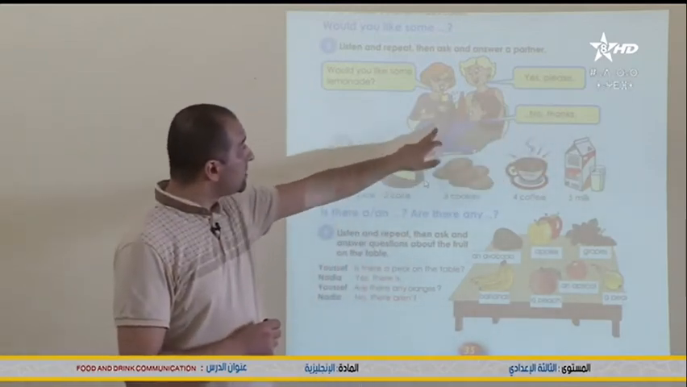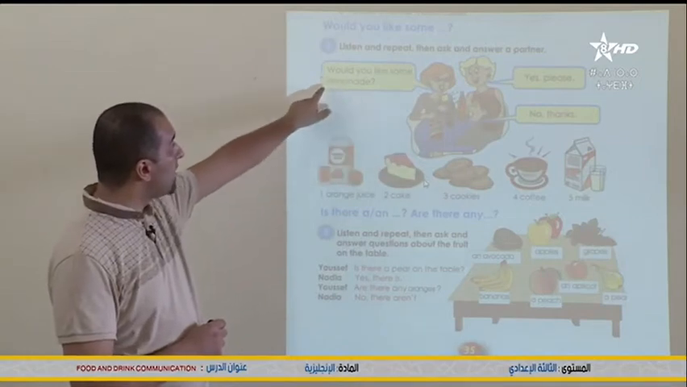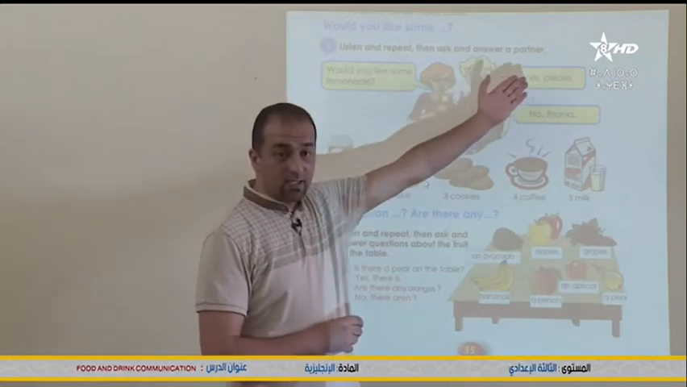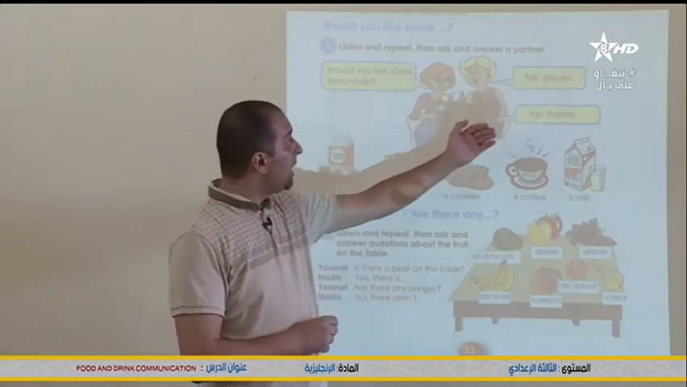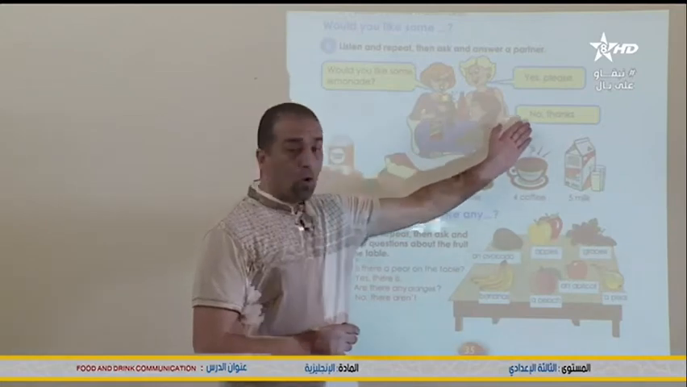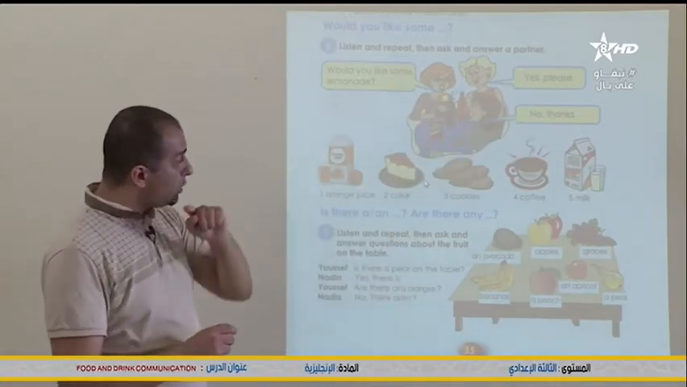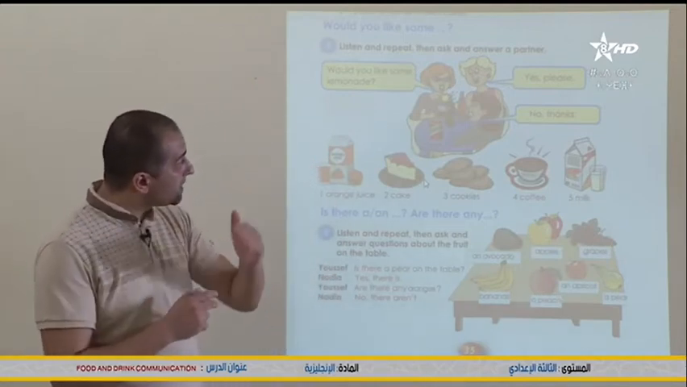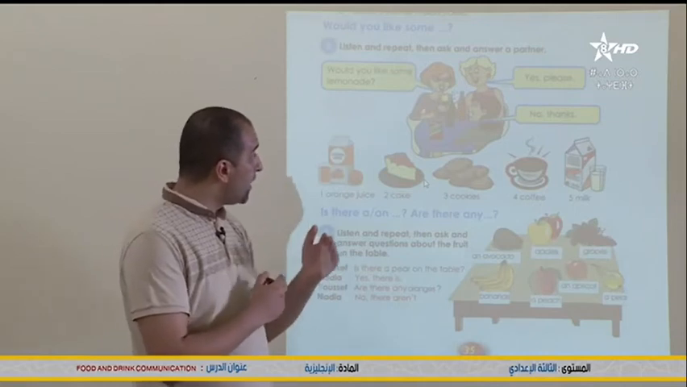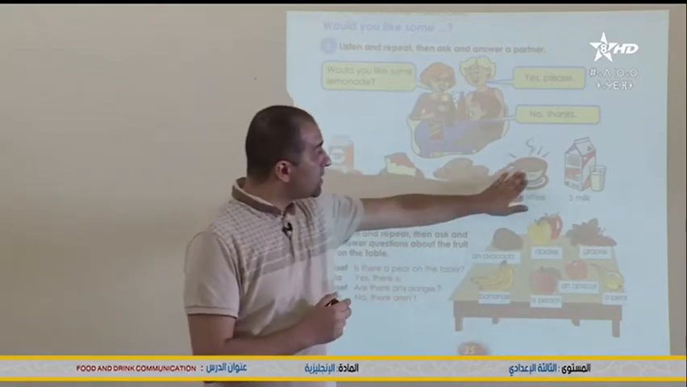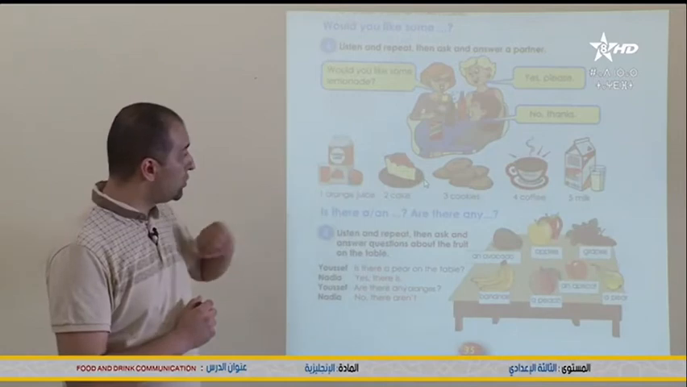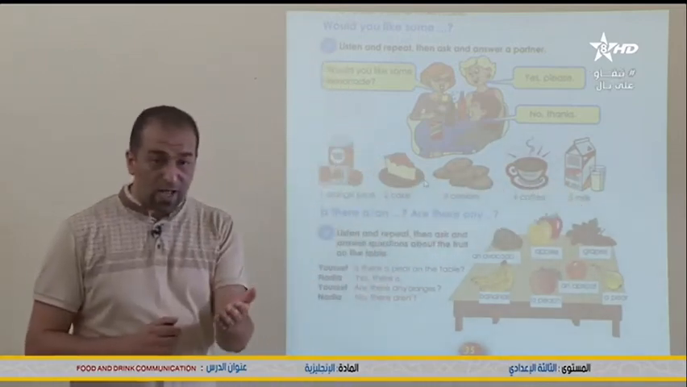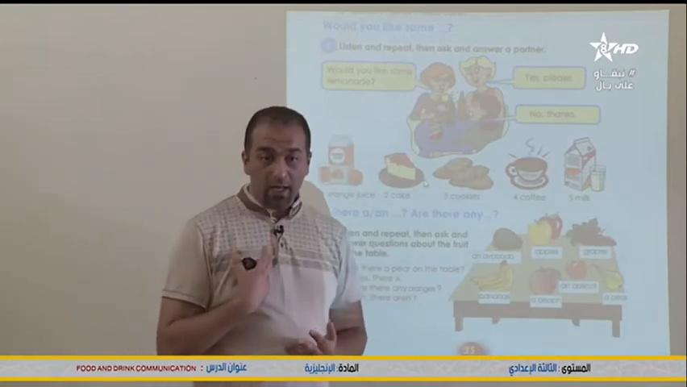So look at this picture. You have 3 friends. One of them says, would you like some lemonade? One answers, yes, please. That is, she accepts. And the other says, no, thanks. So in your exercise copybook, you have to write this exercise or write a dialogue between 2 friends using these food and drinks. So you have orange juice, cake, cookies, coffee, and milk. Before you answer, I'm going to show you my example.